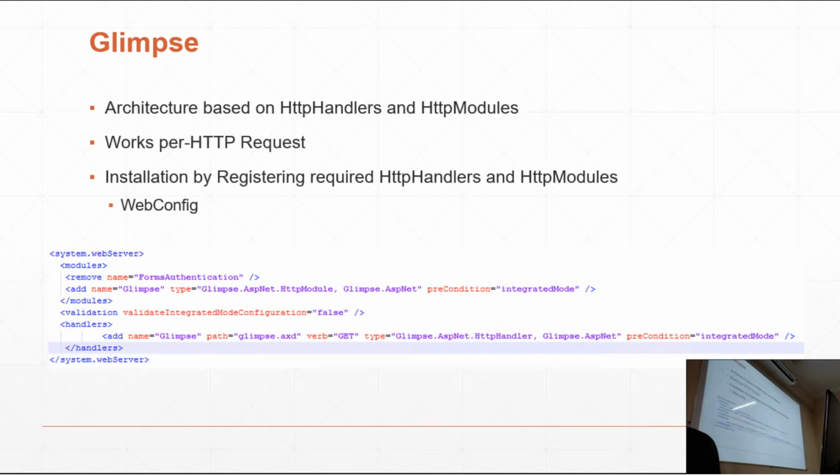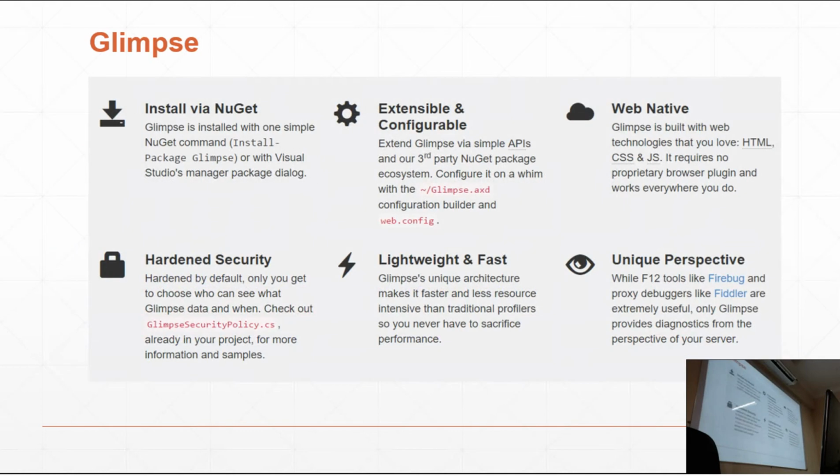If you look at the Glimpse architecture, it's basically based on HTTP handlers and HTTP modules. You just create an HTTP handler on the application side, and it captures all the requests coming into the server and all the operations, whatever things we define to capture, and aggregates the data based on our configurations. So it is simply based on the HTTP handler and modules. And of course, to use Glimpse, we have to register that handler in the config file. We'll look into that. And then it's very easy to use.